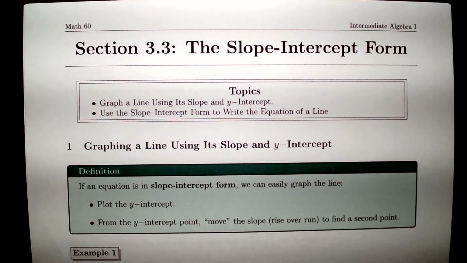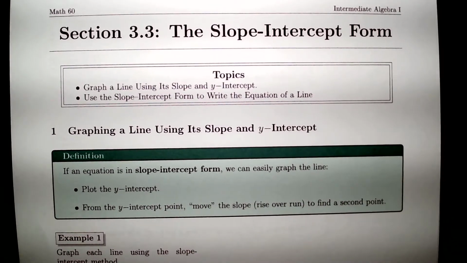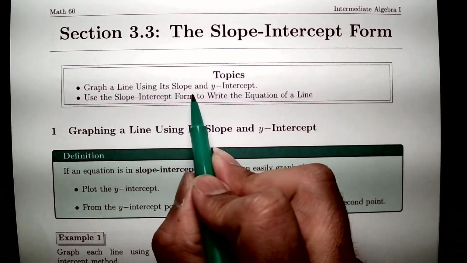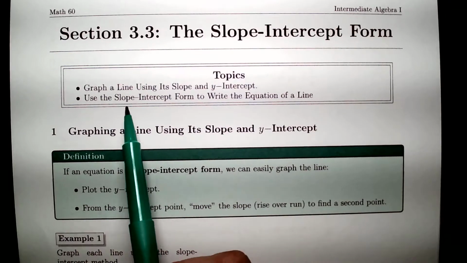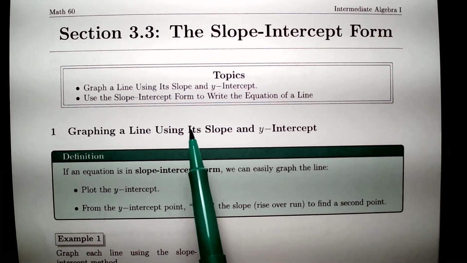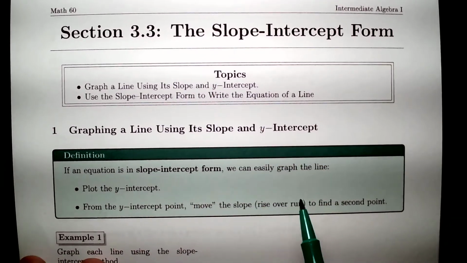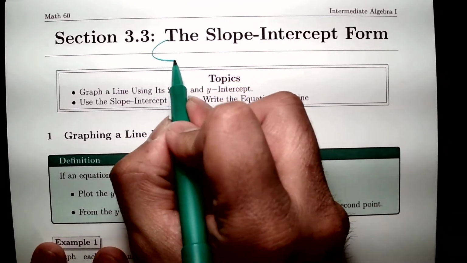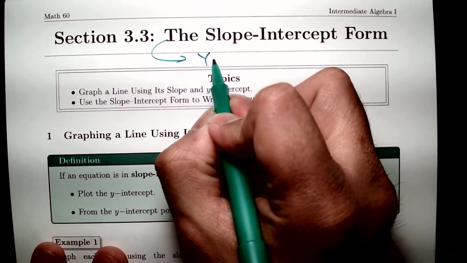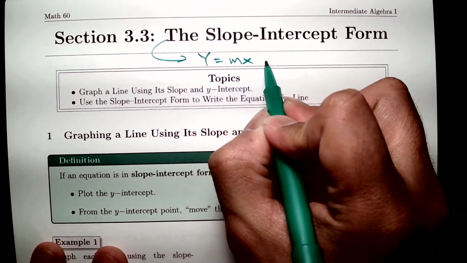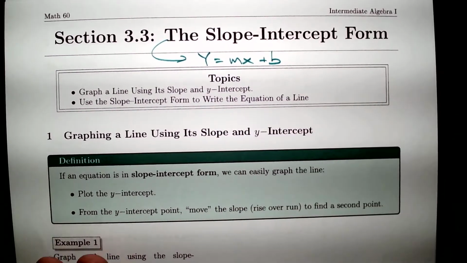Alright, so in this video we go over section 3.3, the slope-intercept form, in which we are going to graph a line using its slope and the y-intercept, and use the slope-intercept form to write the equation of a line. The slope-intercept form, from the previous section, is the form y equals mx plus b, the one in which we solve for y.